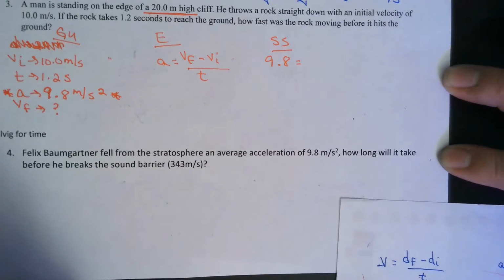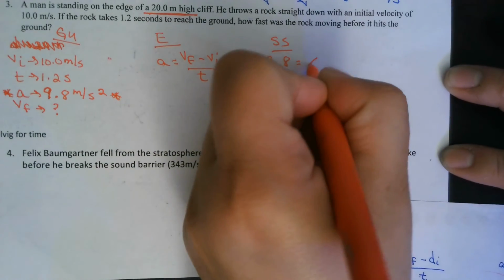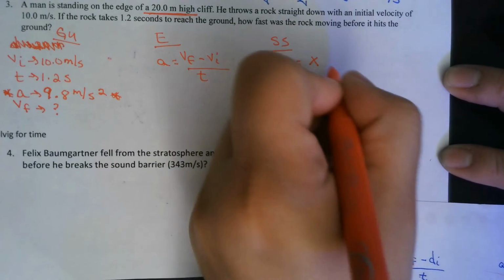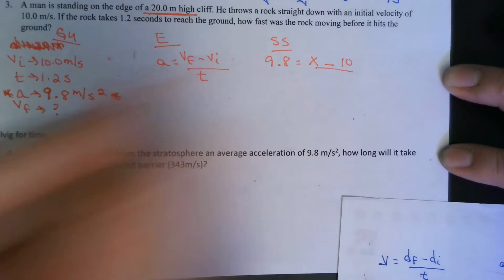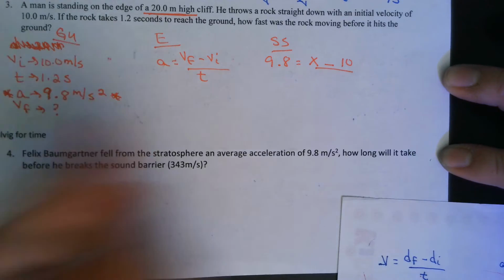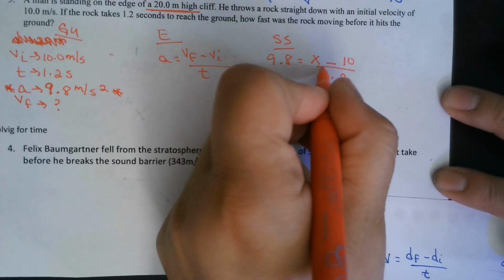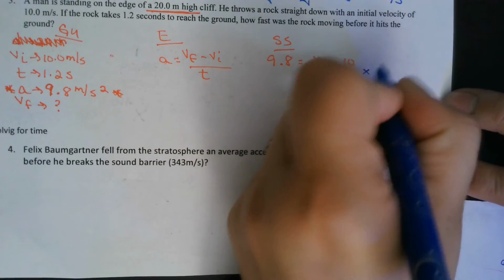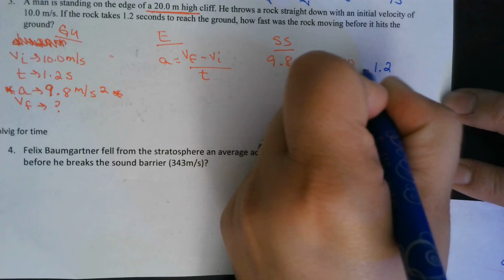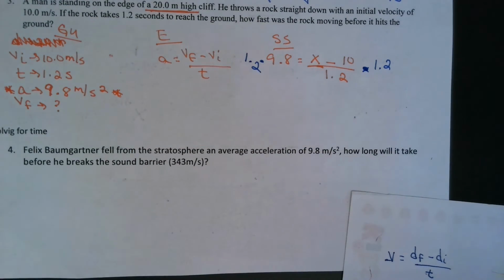9.8 equals VF, which we'll put as X, minus VI, which is 10, all over a time of 1.2 seconds. So again, what do I do first? Always get rid of the number at the bottom of the fraction. So multiply that to both sides. Multiply 1.2.